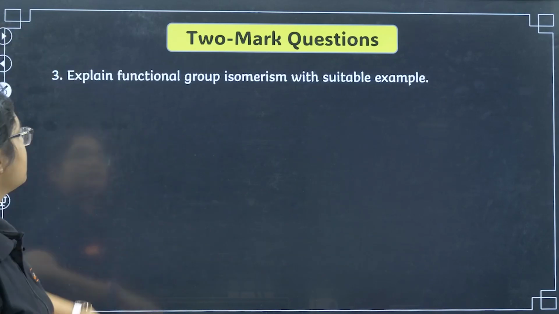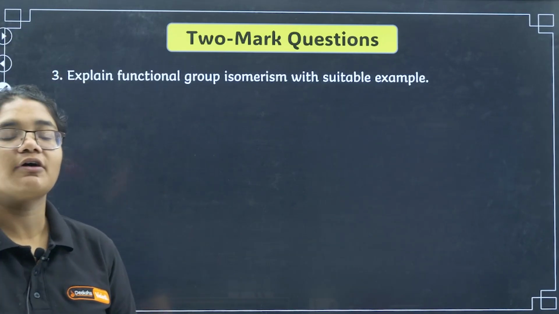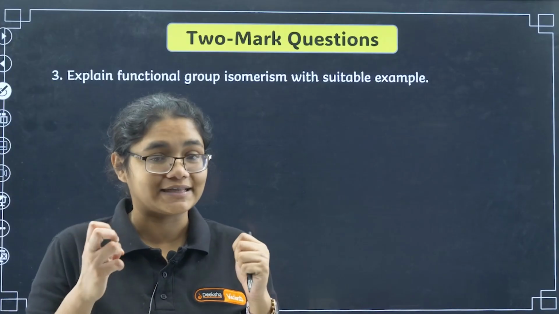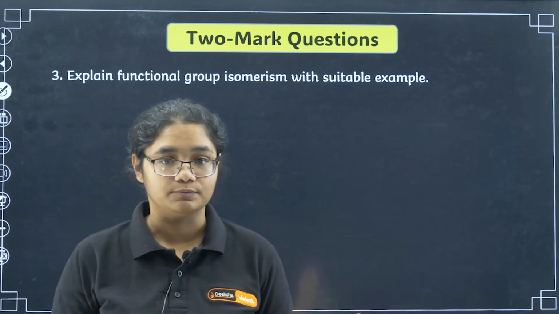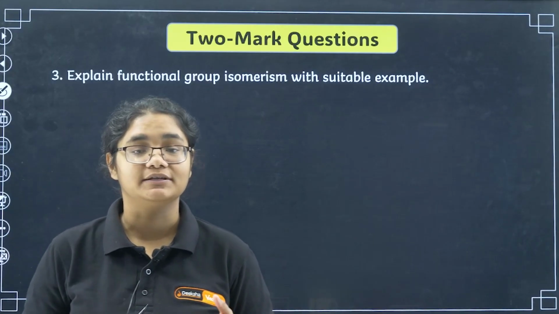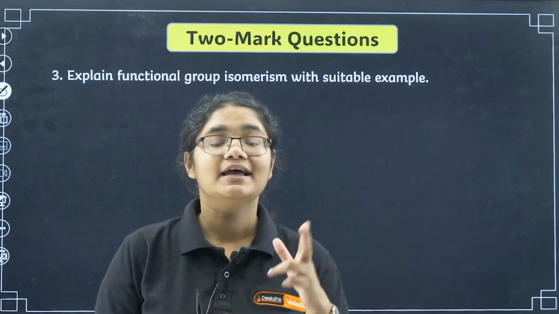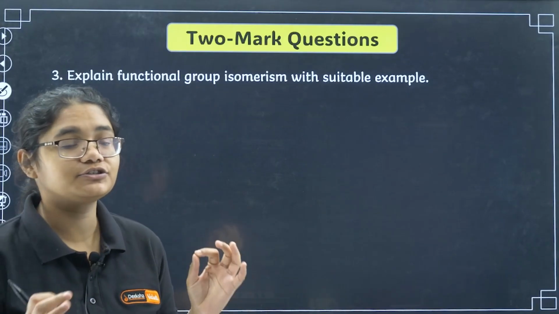Now moving to third one, explain functional group isomerism with suitable example. Functional group isomerism means with the same molecular formula we can have different functional groups. Generally aldehydes and ketones form functional isomers, alcohols and ethers, esters and acids. These are the common combinations of functional isomers.